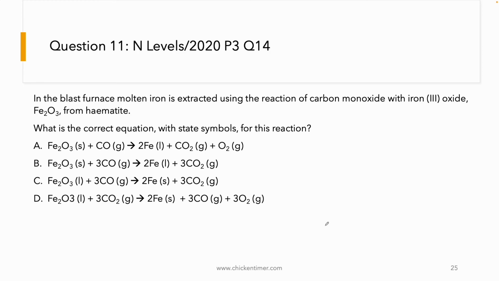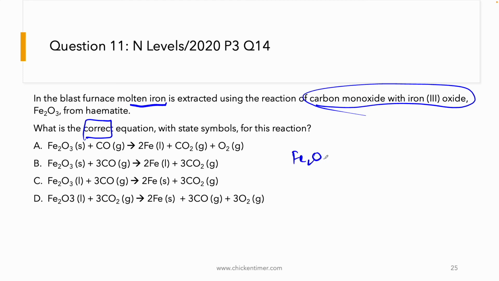So in question 11, we have this information. In the blast furnace, molten iron is extracted using the reaction of carbon monoxide with iron(III) oxide from hematite. So we are supposed to identify the correct equation. First things first, we must have the correct product. So you know it's iron oxide plus carbon monoxide gives us iron and carbon dioxide. So A here has oxygen and D has oxygen, that means these two answers are wrong.